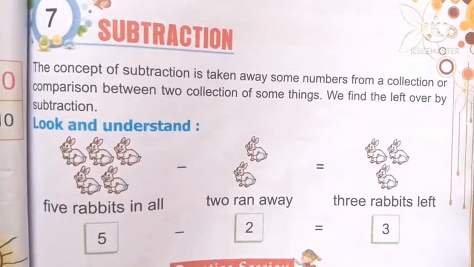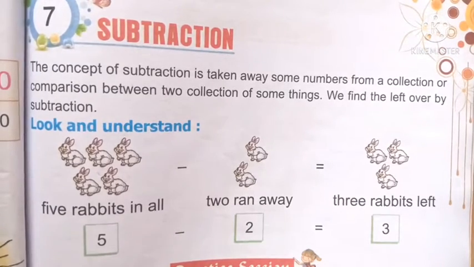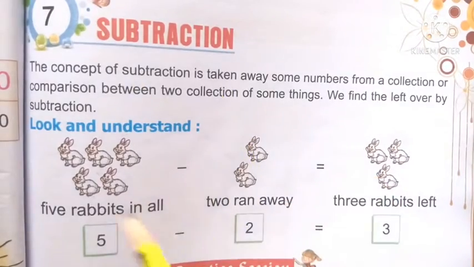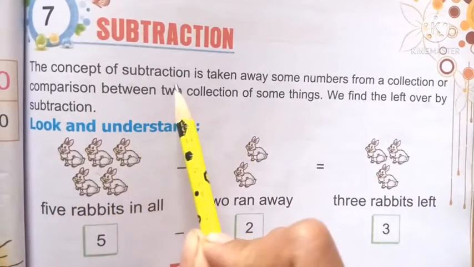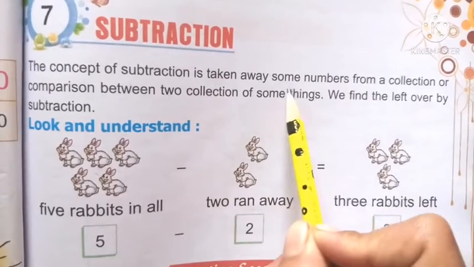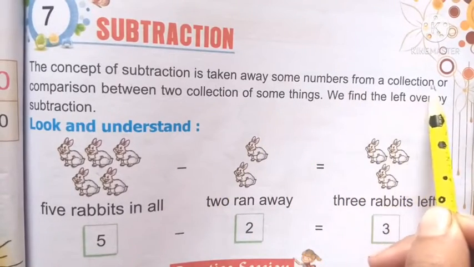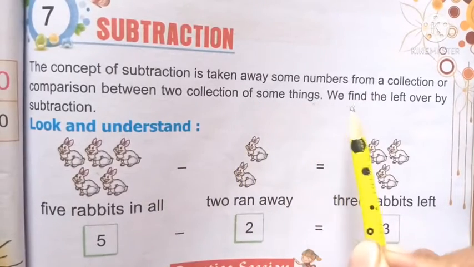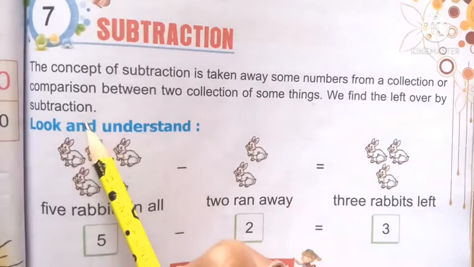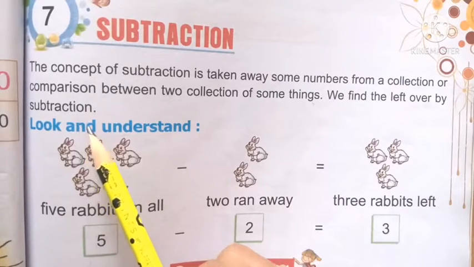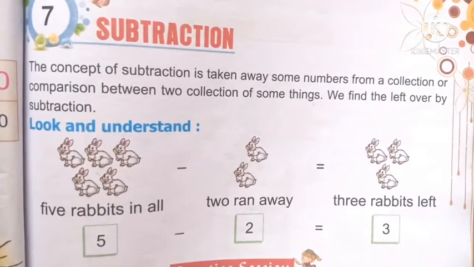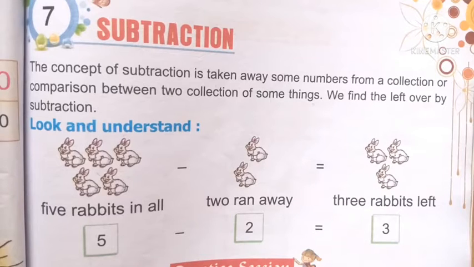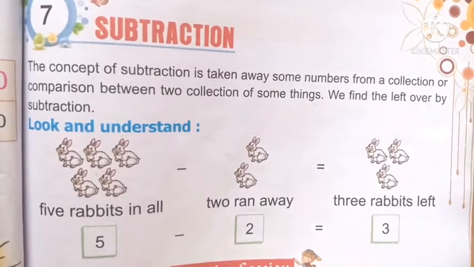Children, this is your maths book, and as you know, our topic is subtraction. The concept of subtraction is taking away some numbers from a collection, or comparison between two collections of some things. We find the leftover by subtraction. As I told you, when we take numbers or things from a collection, we find the leftover by subtraction.